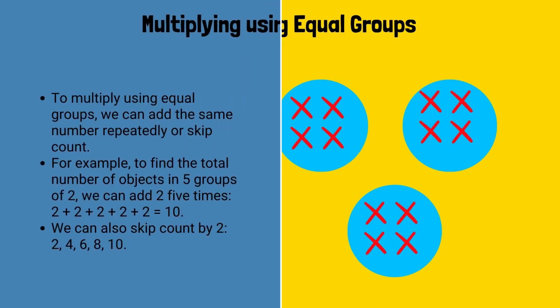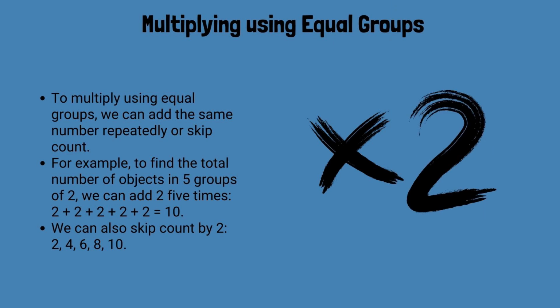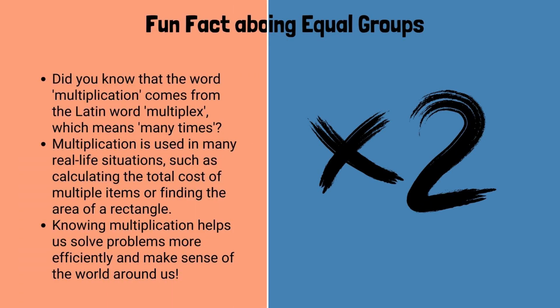As said previously, multiplication can also be thought of as repeated addition, where we add the number of objects in each group over and over again. So if we have 5 groups with 2 objects in each group, all we have to do is add 2 5 times. Or we can skip count by 2's. 2, 4, 6, 8, 10. So 5 groups with 2 objects in each group will give us 10, or 5 times 2 equals 10.